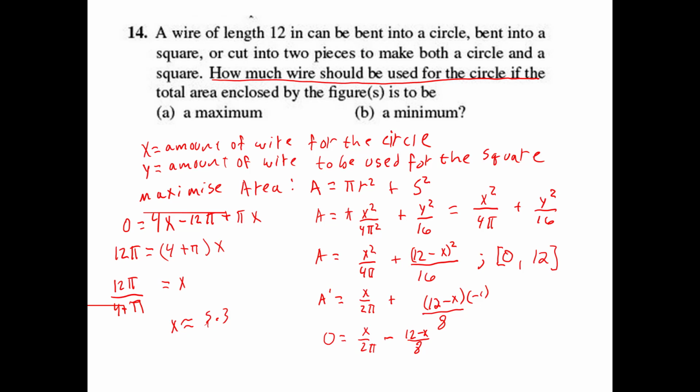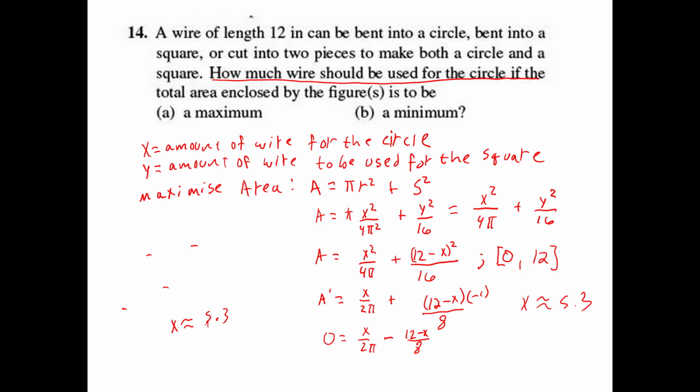So x is approximately 5.3. But it says how much wire should be used for the circle if the total area enclosed by the figure is to be a maximum. And so then again, what I expect you to do is I expect you to make a table. Right? And so let me make some space here. The screen is only so big.